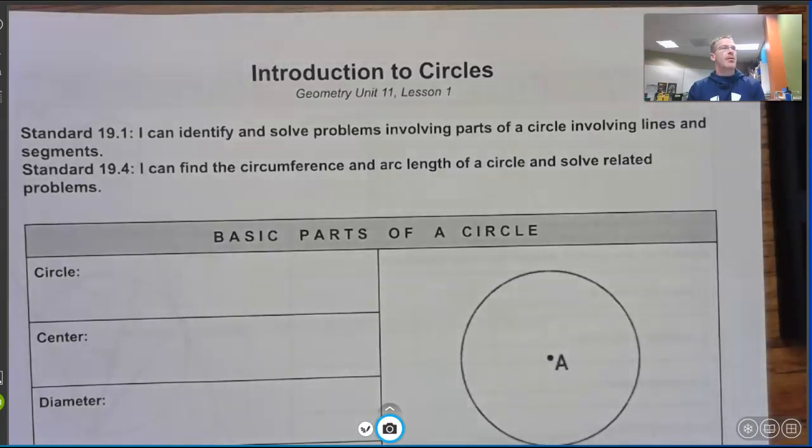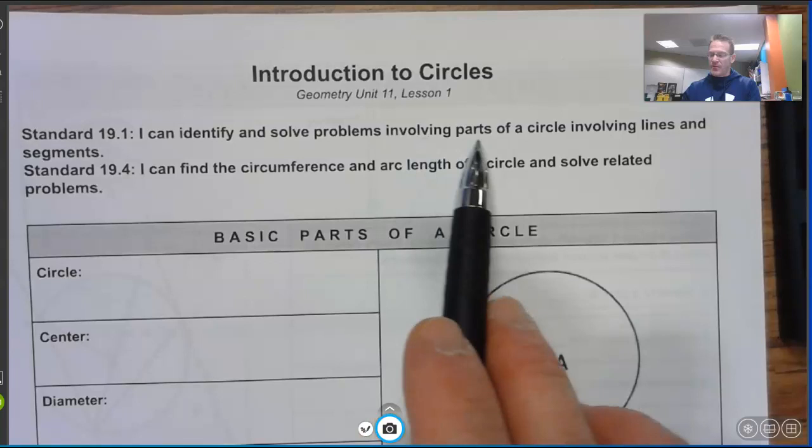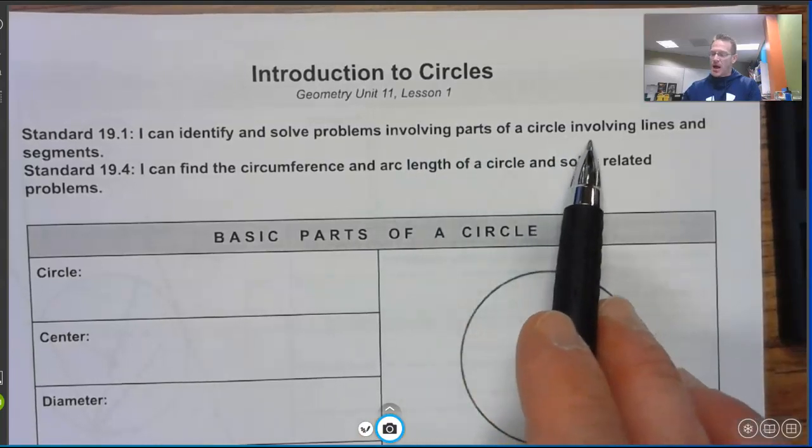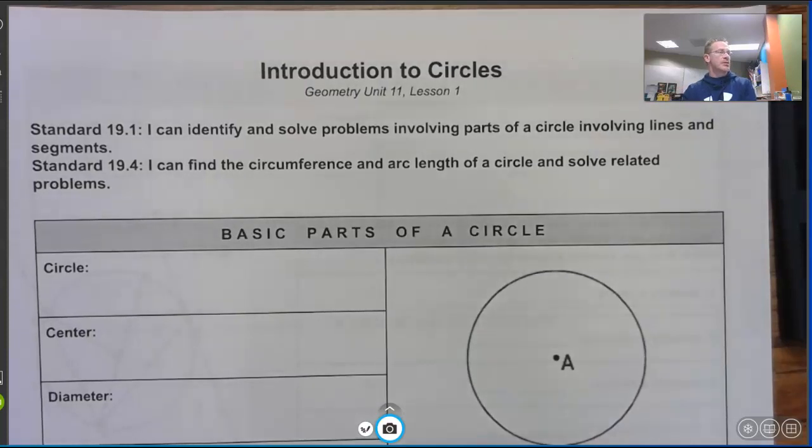All right, so our next unit is going to focus on circles, and today's lesson is going to specifically focus on standard 19.1. I can identify and solve problems involving parts of a circle, involving lines and segments, and then we're going to talk a little bit about circumference today as well.